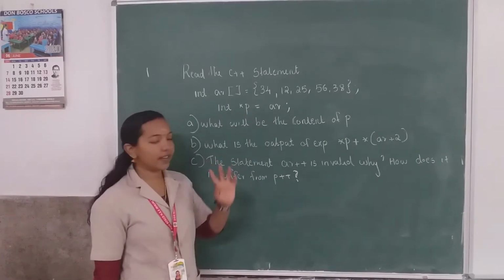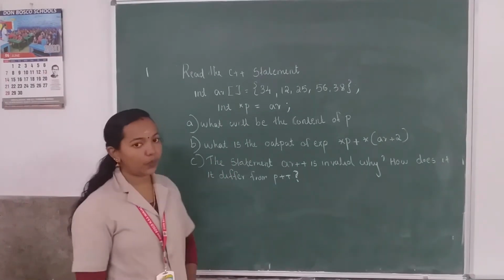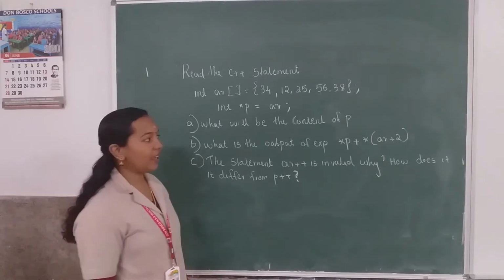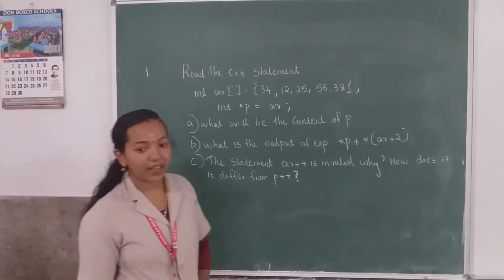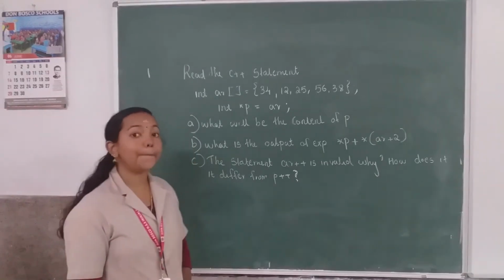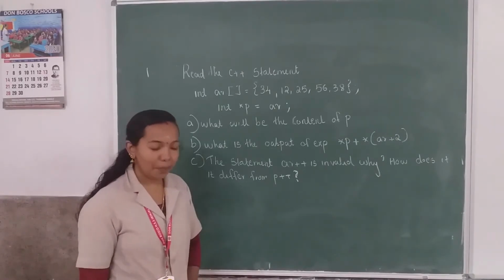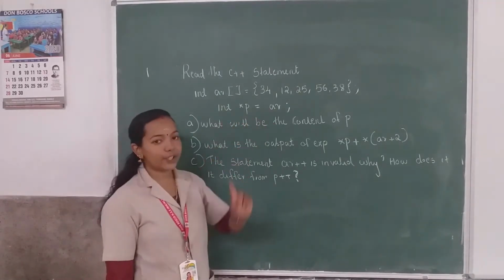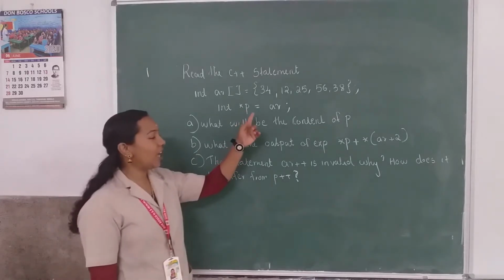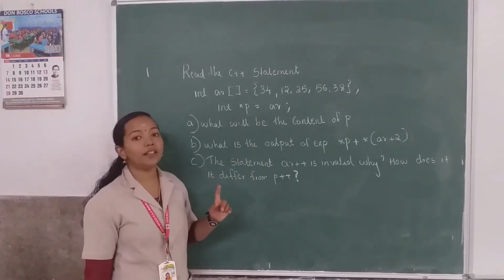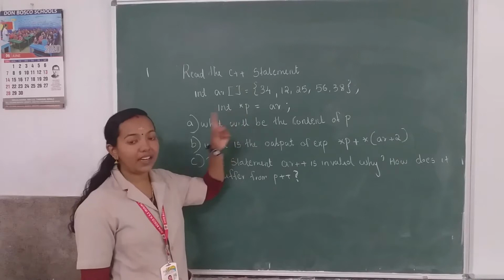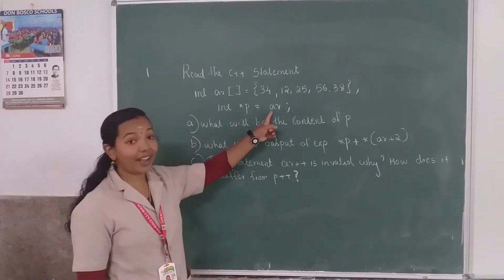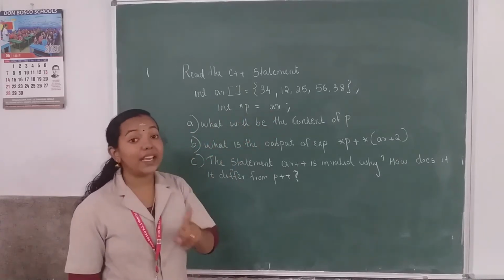Look at the second statement, int *p = AR. Here we are declaring a pointer variable. What is that variable name? P. Pointer variable P, *p = AR. So we are initializing that pointer variable, or this pointer variable is pointing to array AR. To which address? The base address.